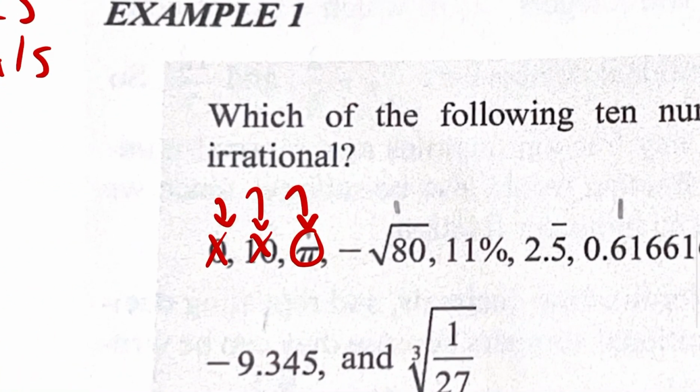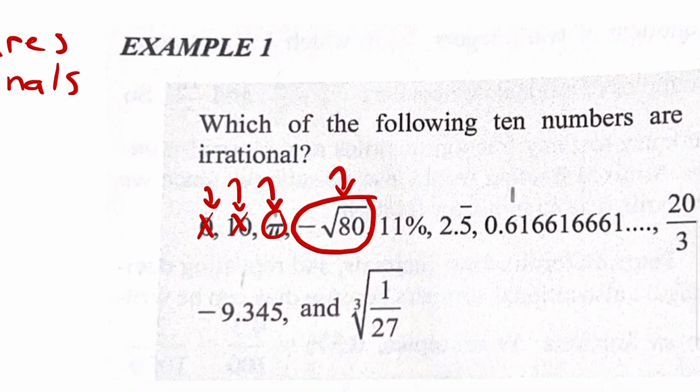And as you can see here, the square root of 81 is perfect, right? The square root of 81 is 9. Then the square root of 80 is not going to be a perfect square. It's not going to give you a natural number. So we're going to say that even the negative square root of 80 must be irrational. So I'm going to go ahead and circle it. All right. So let's move on to 11%.